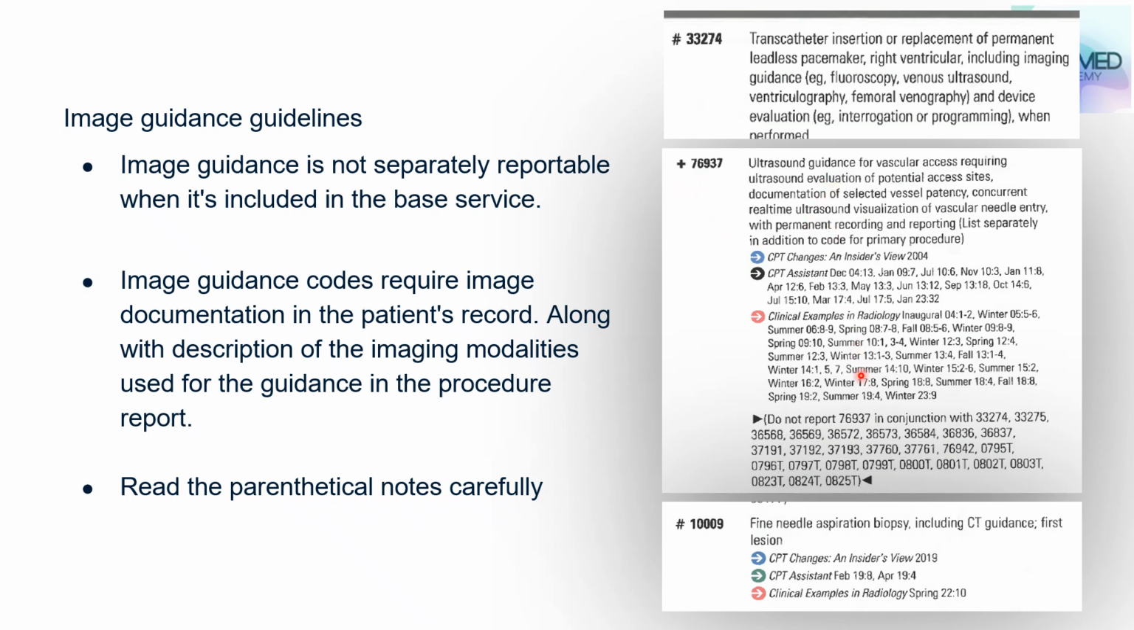And now below this is the code for the ultrasound guidance. But remember, there is a parenthetical note which says do not report 76937 in conjunction with all these codes. So let us look at this code. This code is transcatheter insertion or replacement of the permanent leadless pacemaker, right ventricular, including the image guidance. So whichever kind of image guidance, it is included in this, so there is no need to write the ultrasound guidance separately. So pay attention whether it is included or not, and if it is not included, we need to code it separately.